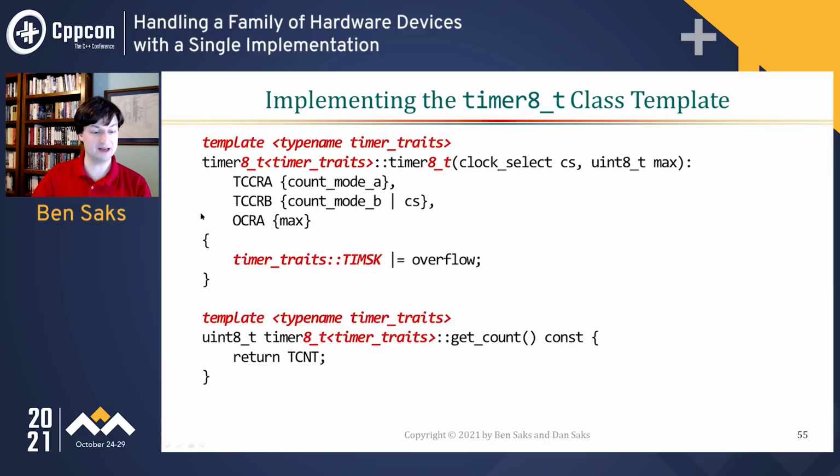We're still using the output compare register A to designate the maximum value. We're now just setting the bit in the appropriate interrupt mask register based on whatever our traits tell us is the right interrupt mask register for the timer that we're dealing with. getCount, other than the addition of the template boilerplate, remains basically the same. It just returns the value of the count register for whichever timer we happen to be dealing with.